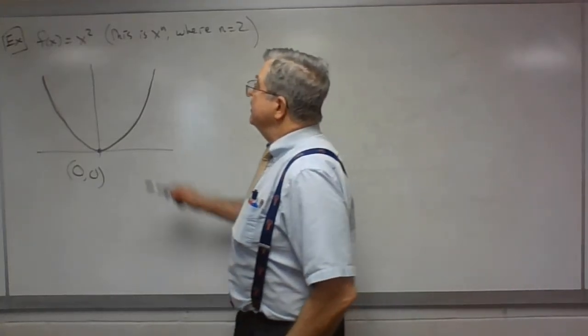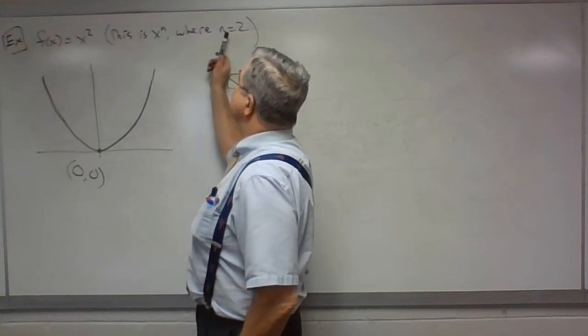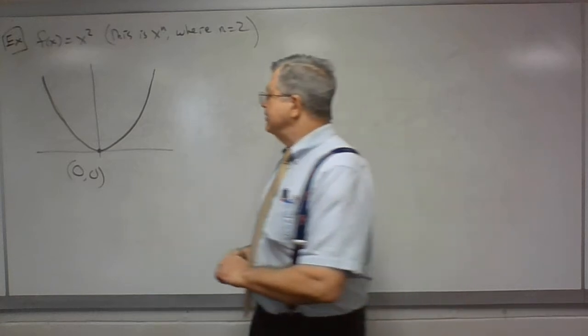Let's consider the function x squared. This is x to the n where n is equal to 2. And here's the graph. We know what that looks like.